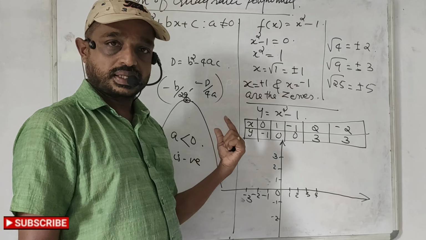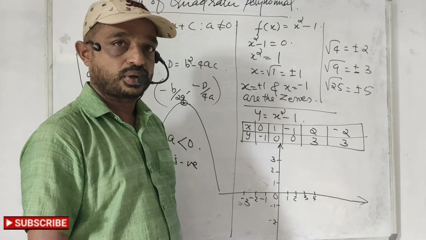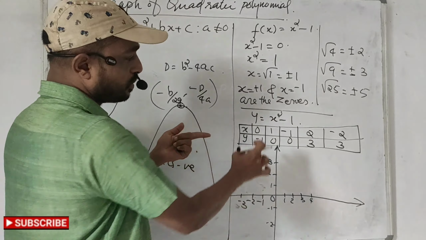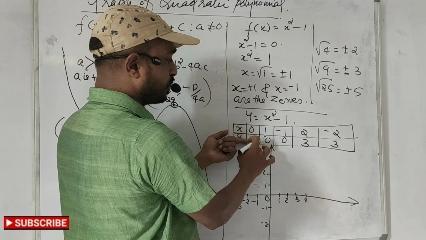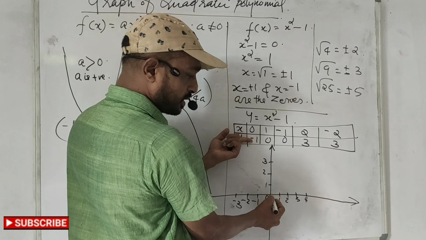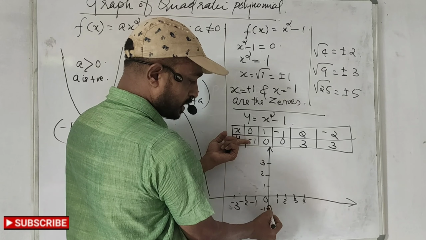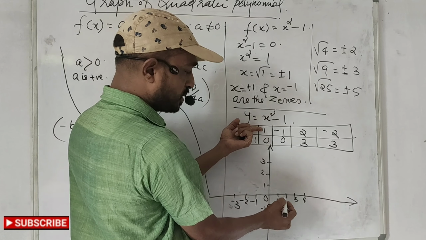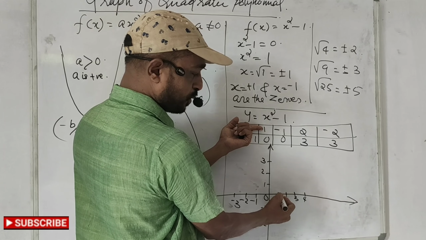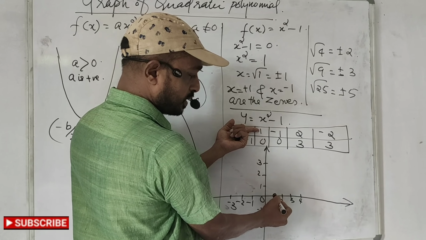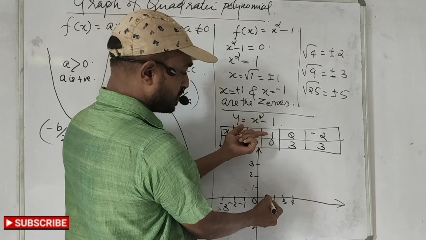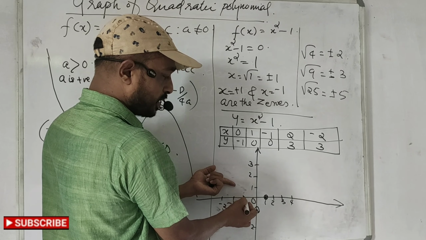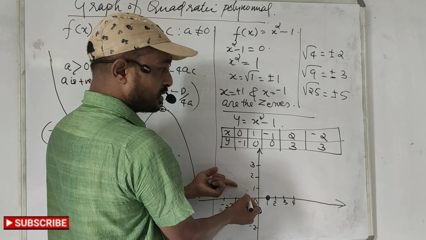I think you know how to plot the points in the xy plane. 0, minus 1. What is the point? Corresponding to x equal to 0, you will have to mark minus 1. So this is the point. Then 1, 0. Corresponding to x equal to 1, mark 0. That is, this is the point. Minus 1, 0. So this is the point x equal to minus 1. So this is the point minus 1, 0.